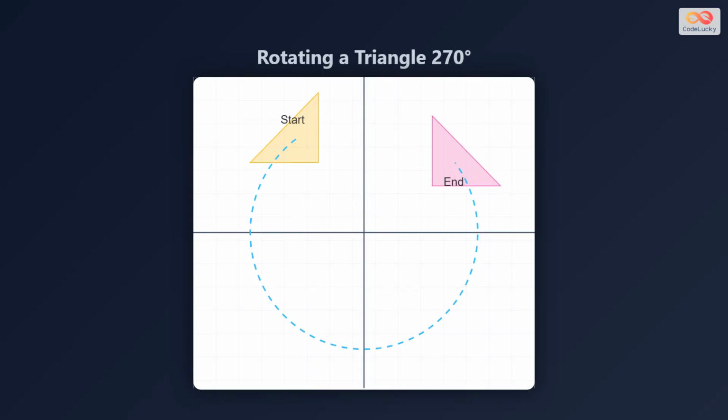Here you can see the rotation applied to an entire shape. Notice how the triangle maintains its size and shape, but changes its orientation as it moves from the second quadrant to the first. Thank you for watching.